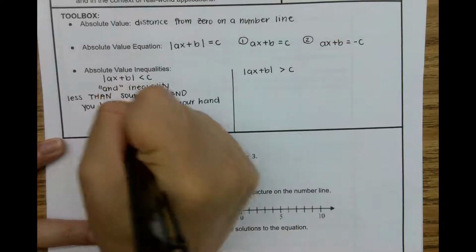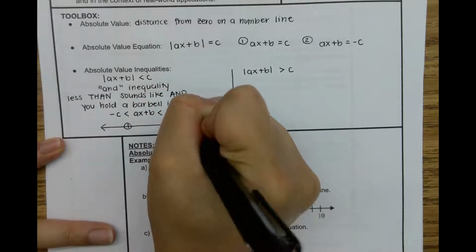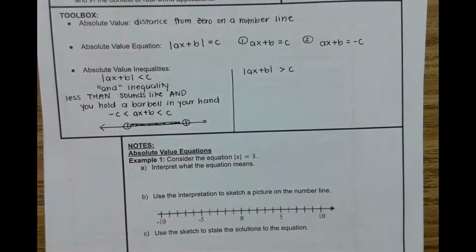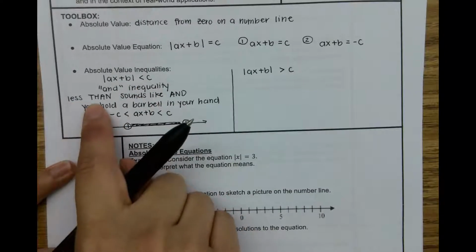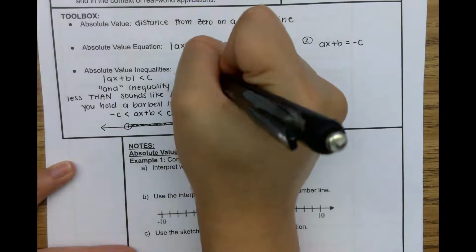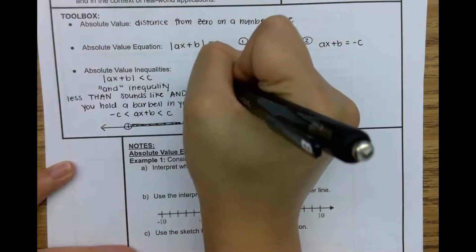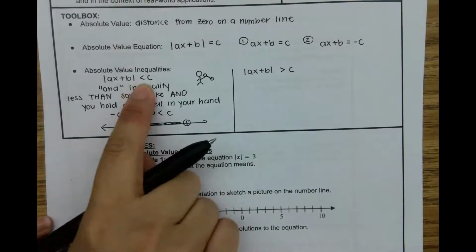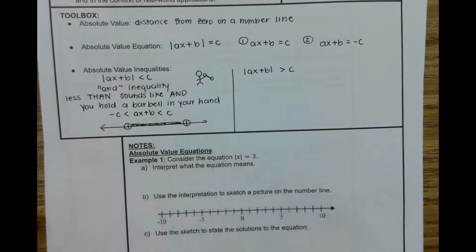And when we end up graphing it, it ends up looking like this. To help you remember, when it's a less than, that's an and inequality. Think less than sounds like and. You hold a barbell in your hand. The graph looks like a barbell, or a dumbbell. Here's my little person, he's holding a little dumbbell. He's working out. That kind of helps me remember it. So when my absolute value is less than, it's an and inequality. It looks like a barbell when I graph it.